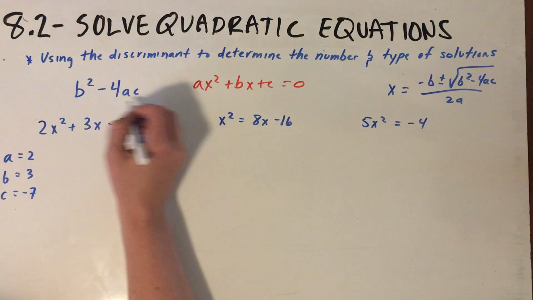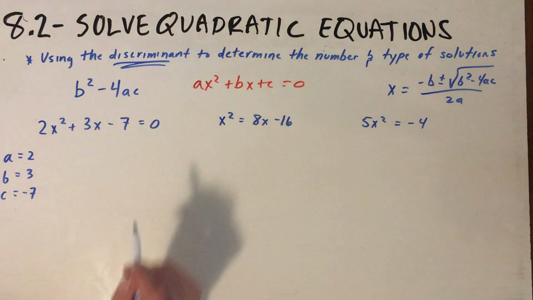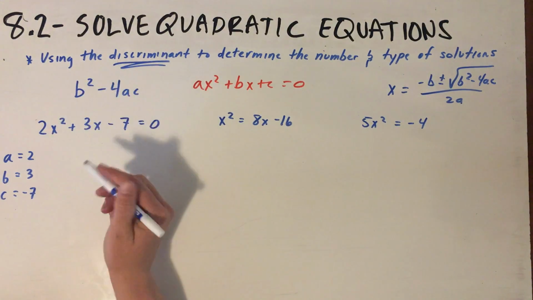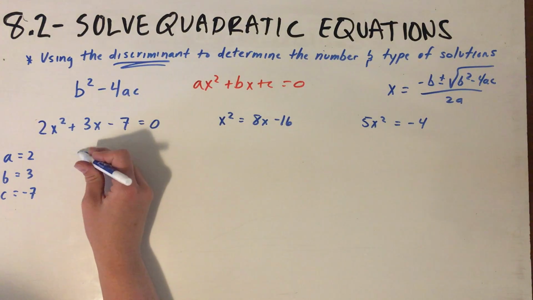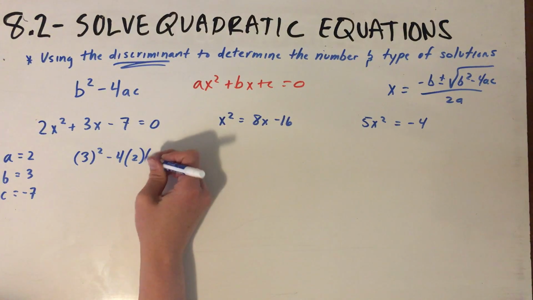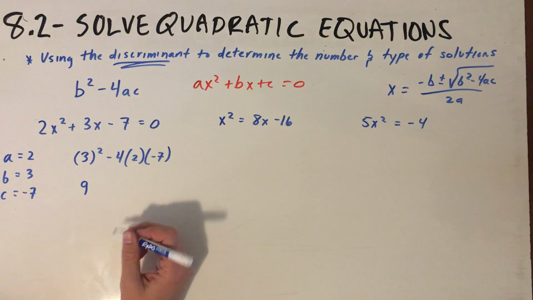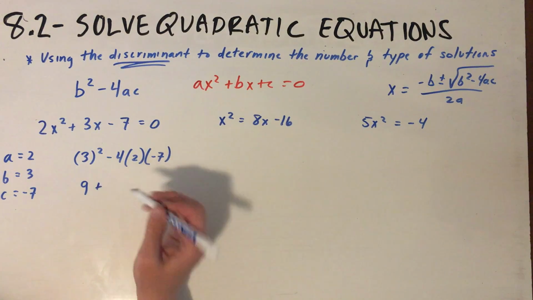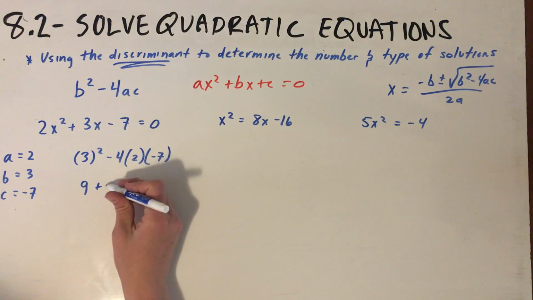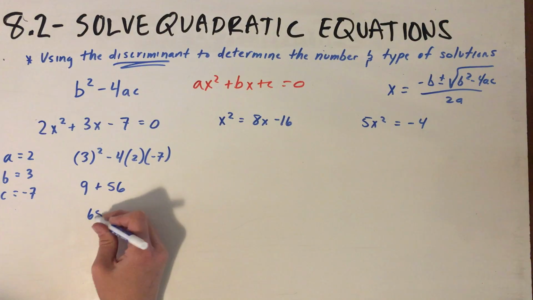I'm only doing this part. Again, this is the full quadratic formula, but we're only talking about the discriminant right here. So I'm going to do b squared minus 4ac. Well, b is 3 squared minus 4 times a, which is 2 in this case, and c, which is -7. Well, 3 squared is 9. And then I'm going to add 8 times 7, which is 56. So the discriminant here is 65.